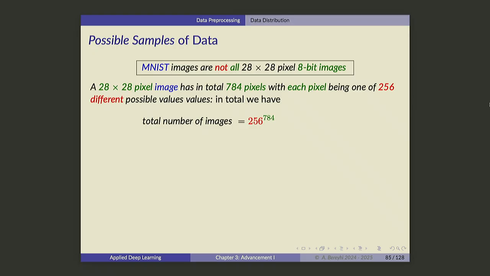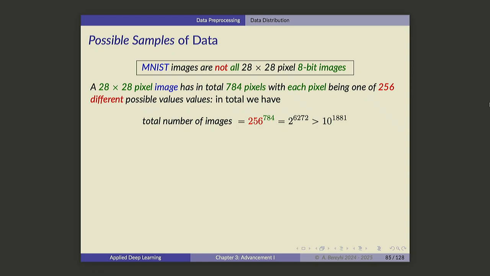If you want to get more of a feeling about this, 256 is 2 to the power 8, so you can write it as 2 to the power 8, to the power 784. It's going to be 2 to the power 6,272. This is the number. And 2 to the power 10 you can roughly say is 1,000, 10 to the power 3. So instead of 2 to the power 10, you write 10 to the power 3, and you do the math. This is the final number, roughly 10 to the power 1,881.